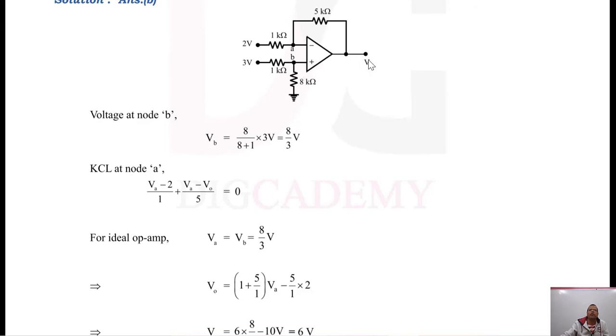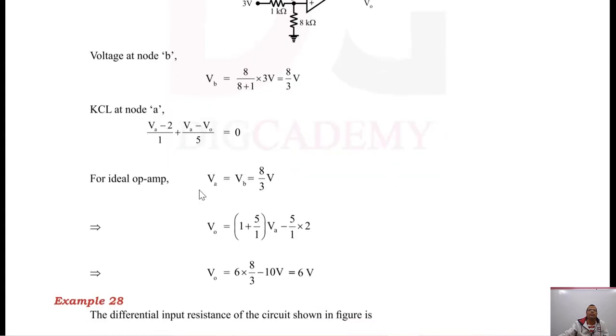Now to find the output voltage, apply KCL at node A, that is the inverting terminal. So when you apply KCL at the inverting terminal, we have current going in this branch as VA minus 2 divided by 1 kilo ohm, then VA minus V0 divided by 5 kilo ohm. The sum of outgoing currents is 0 because current into the inverting terminal is 0 for an ideal op-amp. So the sum of both currents going away in this direction and in this direction is 0, and that gives the expression of KCL.